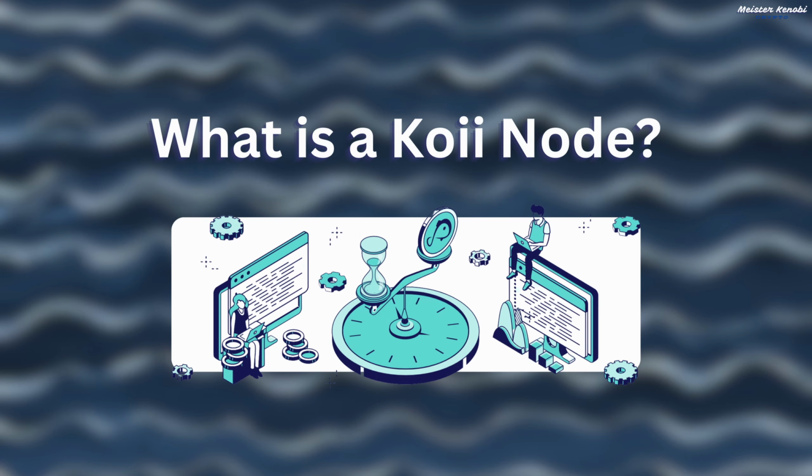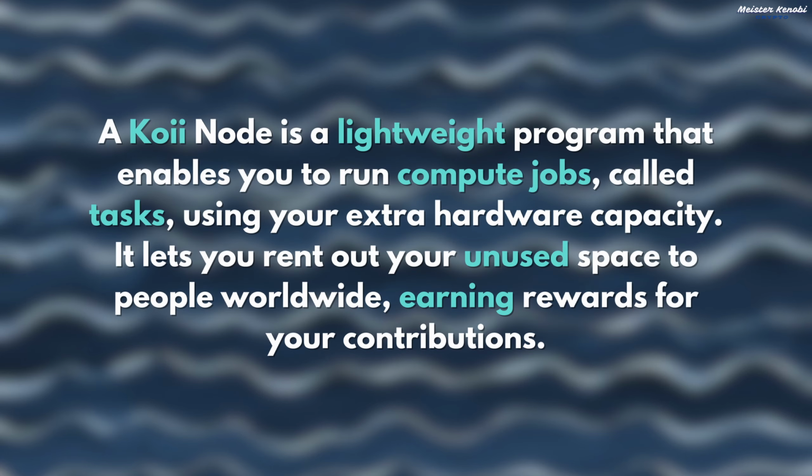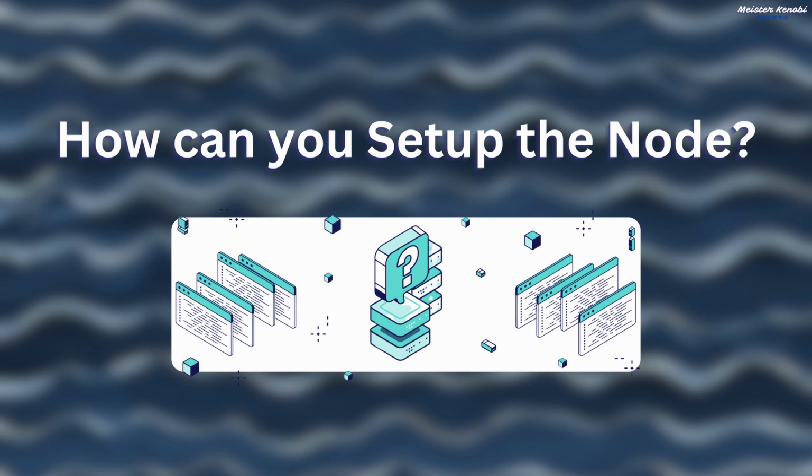To start earning, you will need to run a Koii node. The Koii node is a lightweight program that allows your computer to run jobs, called tasks, for Koii using your extra hardware. By renting out unused space, you can earn rewards while contributing to the decentralized ecosystem. Running a Koii node is quite simple.